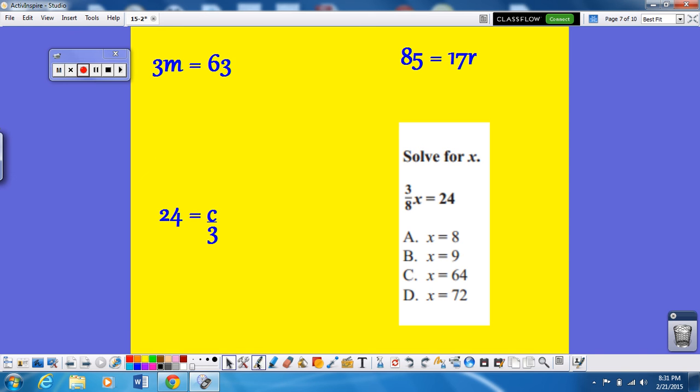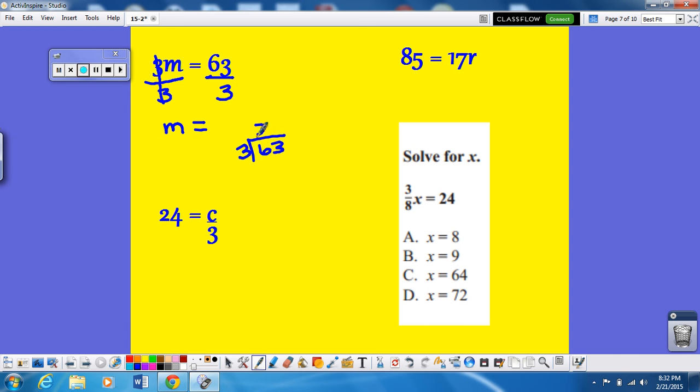All right, here are several different problems that I've thrown in for us to look at. This one is a multiplication problem because it's a number by letter. So let's divide both sides. The opposite of multiplication is division. These will cancel out and leave us with m equals whatever 63 divided by 3 is. So let's figure that out.